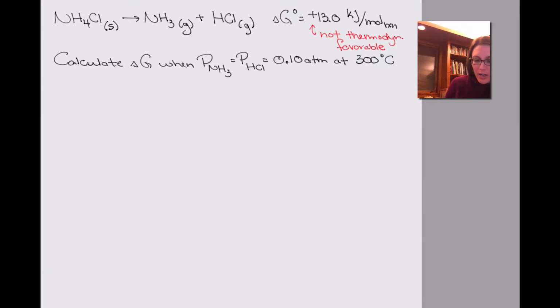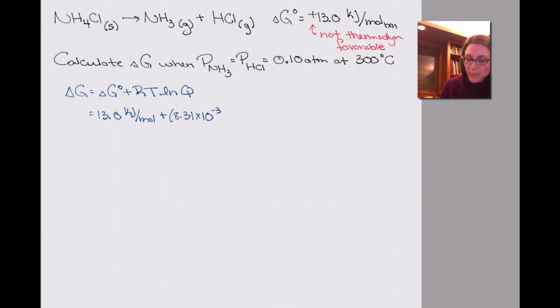So just as a reminder, our equation that we're working with here is delta G naught plus RT natural log of Q. And so our delta G naught is 13 kilojoules per mole. Our value for R that we're going to be using is 8.31 times 10 to the negative third kilojoules per mole Kelvin. And then our temperature was stated at 300 degrees Celsius, which, if you look carefully here, means that we have to turn that into Kelvin. So it's 300 degrees Celsius, so it's 573 Kelvin.